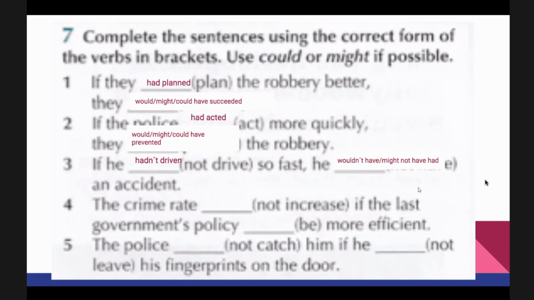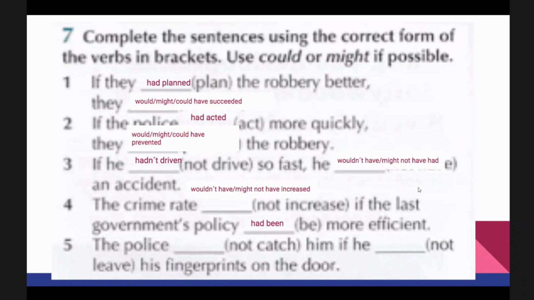Arlette, please, number 4. The crime rate wouldn't have increased if the last government's policy had been more efficient. So the crime rate wouldn't have or might not have increased if the last government's policy had been more efficient. Y lo que quiere decir es que no lo fueron, por eso incrementó el crime rate. Okay? Thank you.